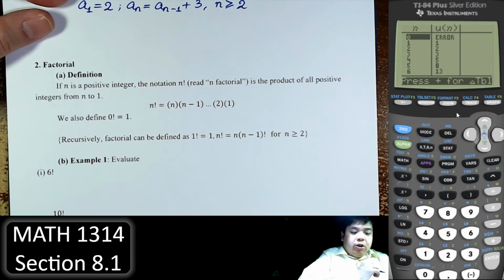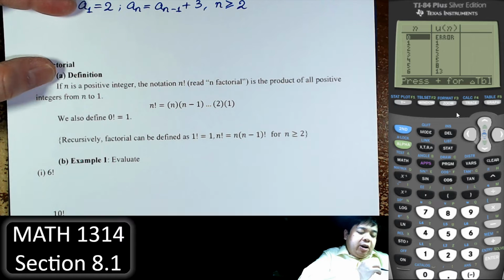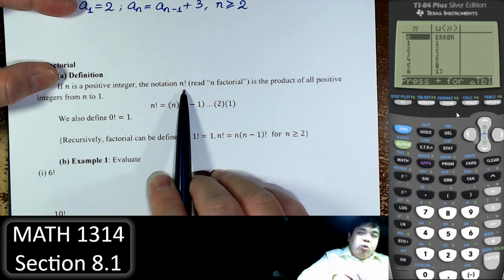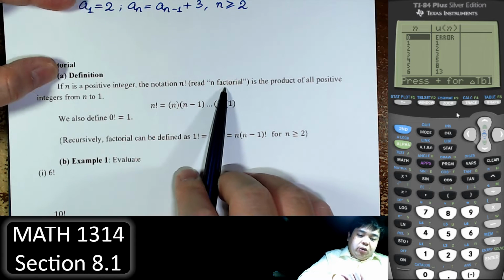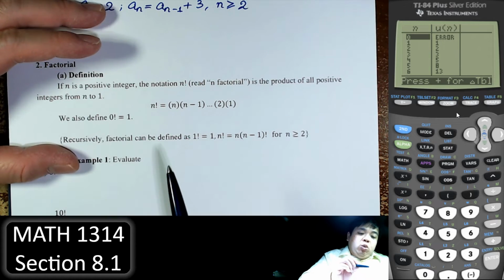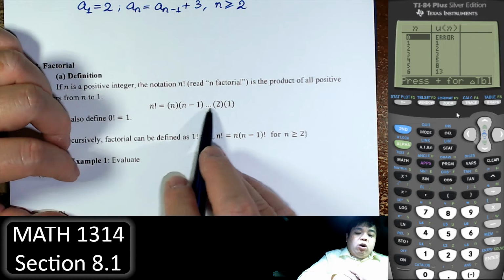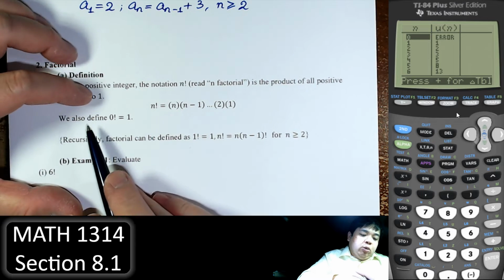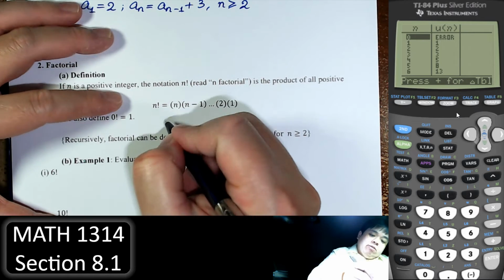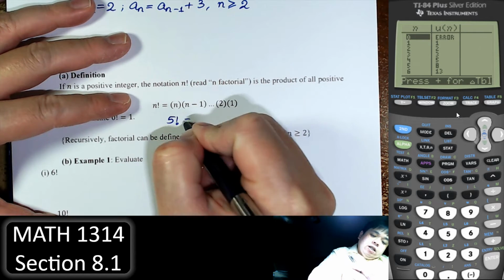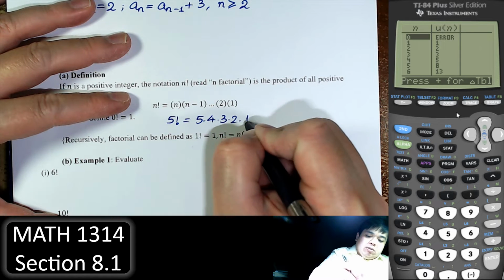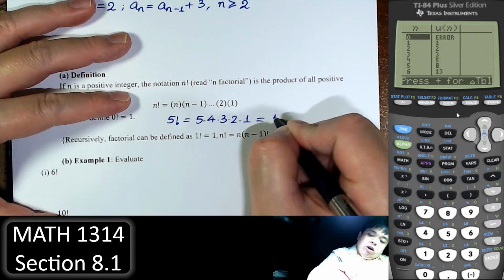Next, we have factorial. Definition: if n is a positive integer, the notation n exclamation point, which we read n factorial, is the product of all positive integers from n to 1. So we multiply from n minus 1 all the way back to 1. And we also define 0 factorial equal to 1. So for example, 5 factorial is equal to 5 times 4 times 3 times 2 times 1, which is 120.